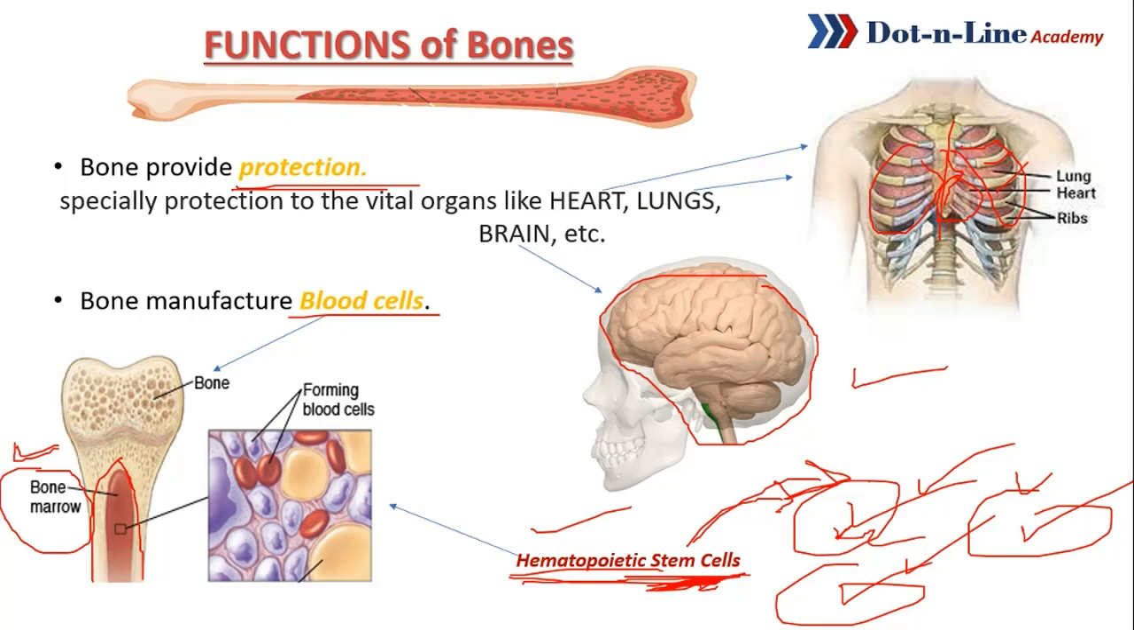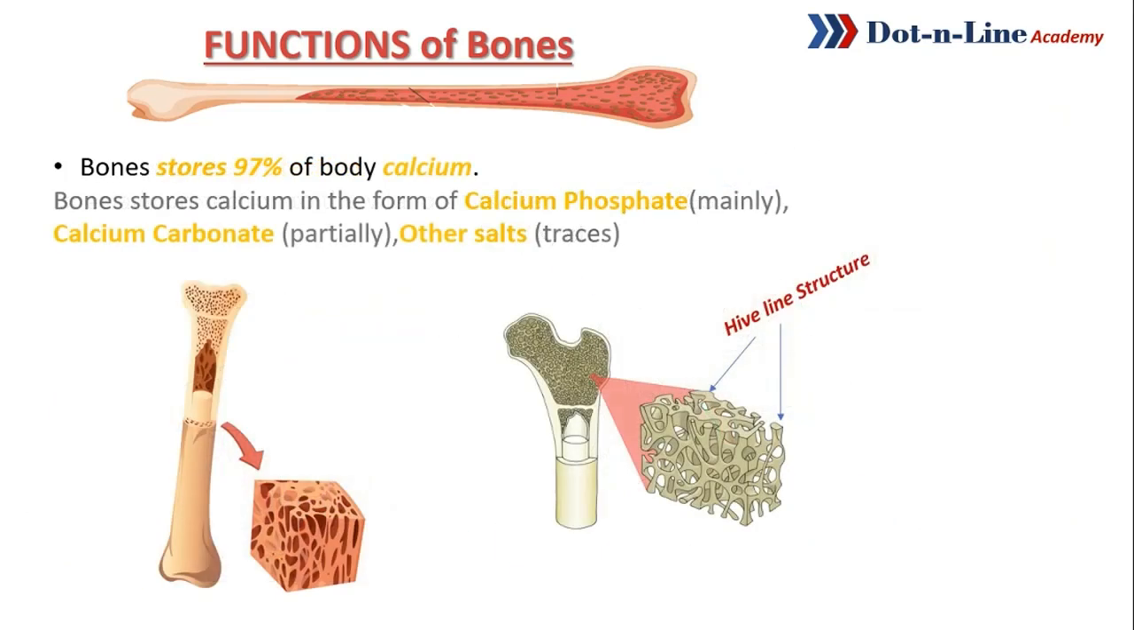So they are present in bone. When hematopoiesis takes place, these cells are formed here. These are RBCs, right? These are WBCs. This is a huge monocyte. So it will be formed here and it will be released into the blood. This is hematopoiesis, the formation of blood cells, which takes place inside the cortex, in the bone marrow. Bone also stores 97% of our body's calcium.